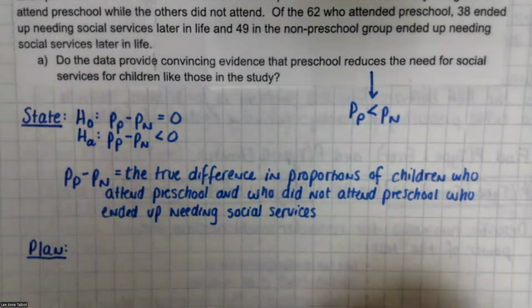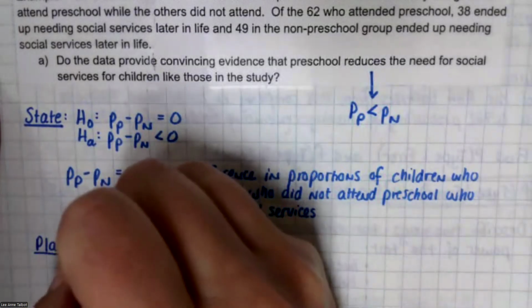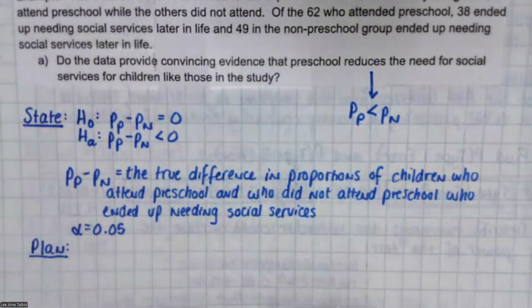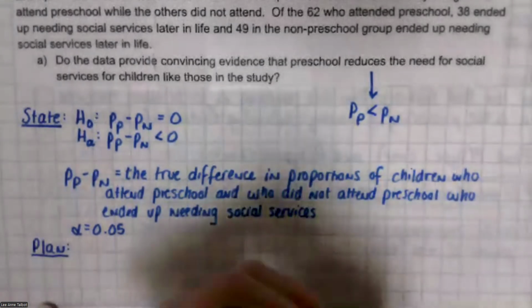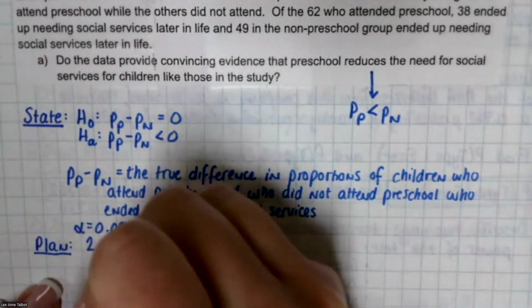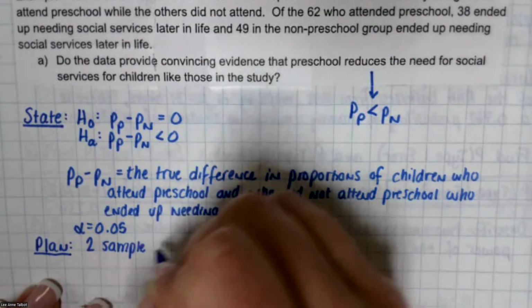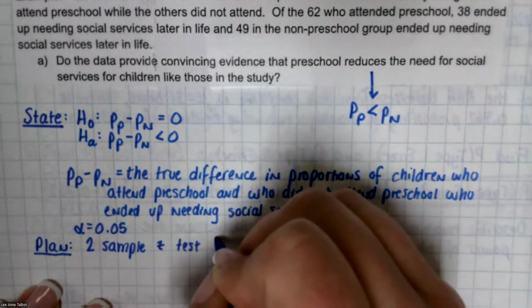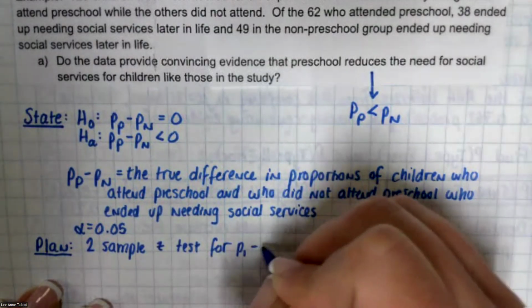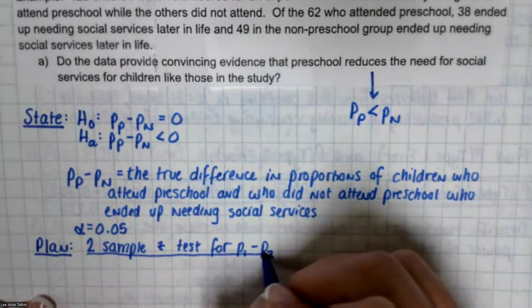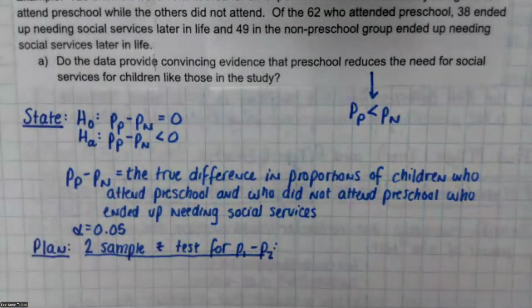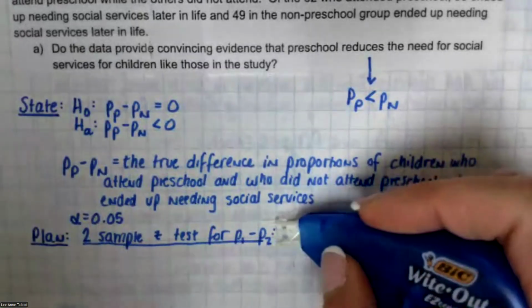And then I have to write the alpha level. If it doesn't say, you choose 0.05 as a happy medium. And you can put that up here if you're out of room. It doesn't have to be a last thing, just somewhere in there. Okay, plan. 2 sample Z test for P1 minus P2. I don't really want a colon there. I don't know why I put one. Okay.